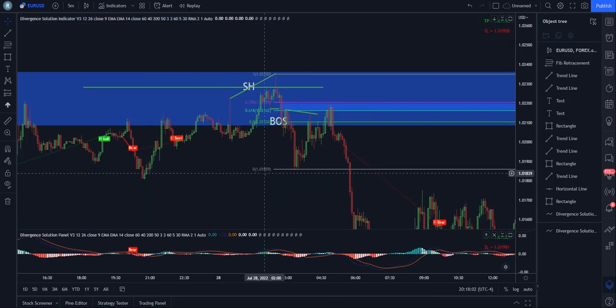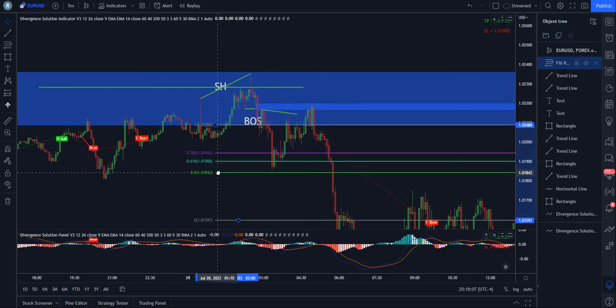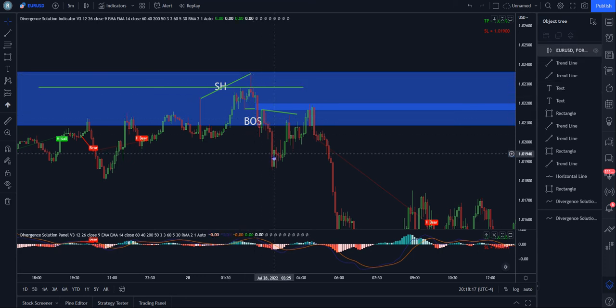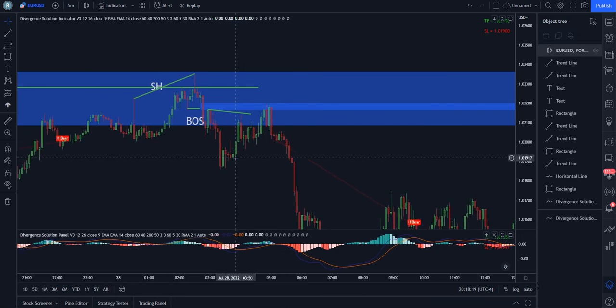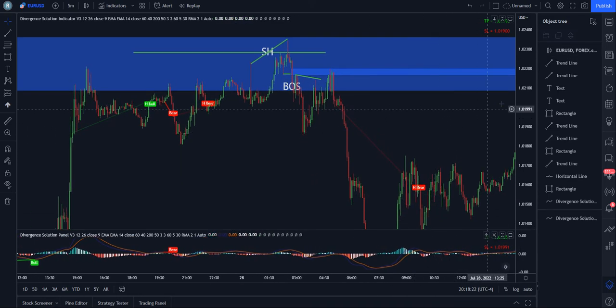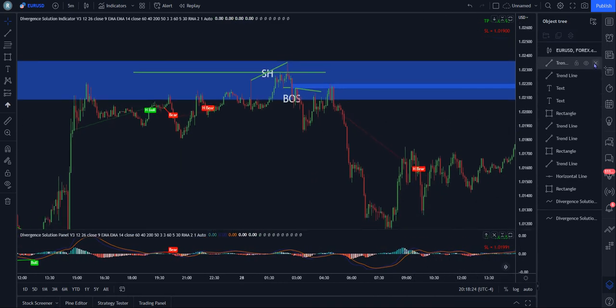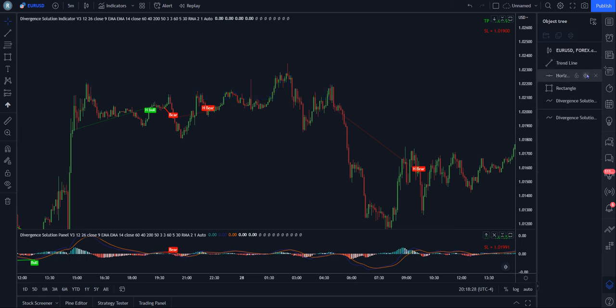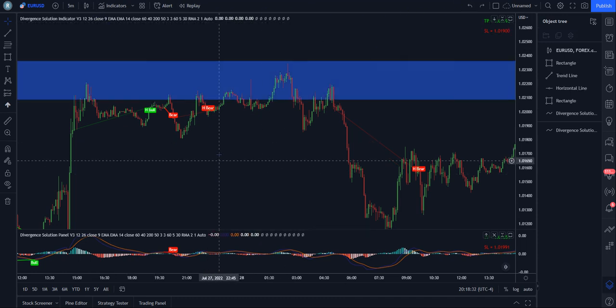Picture perfect trade there. Even if you counted this as the break of structure of this low, if you counted this low as the stop hunt, it then breaks it here as well. So many confluences to then get in. Keep that up there.